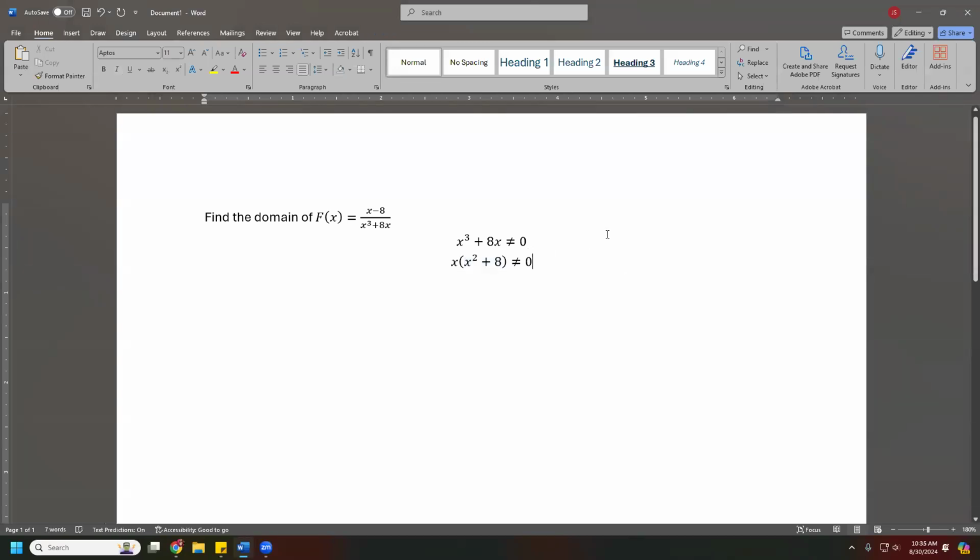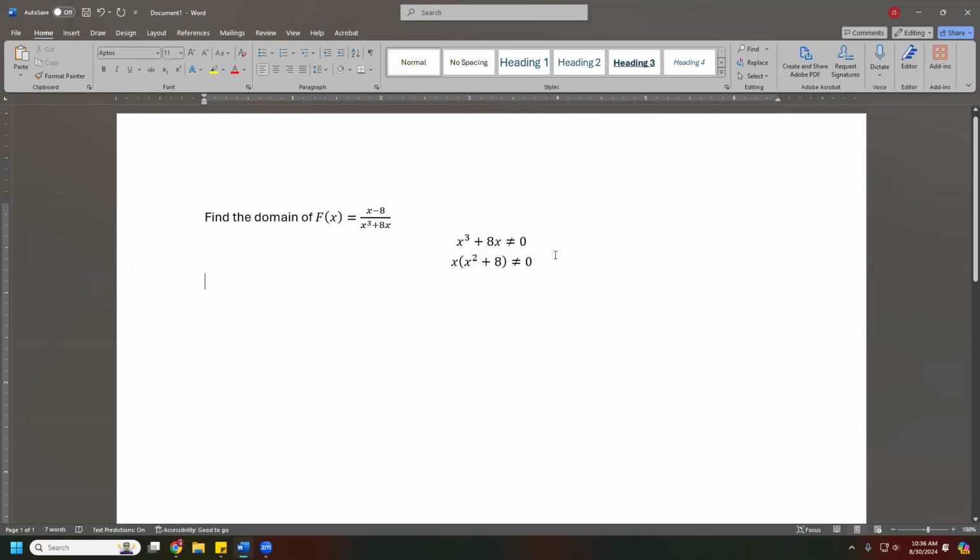One way that you can check to see that you're doing this right is if I multiply this back together, I should get what I started with. And real quick, we can see that if I do x times x squared, that will give me x cubed. And if I do x times 8, that is going to give me 8x. So this is the correct factoring.